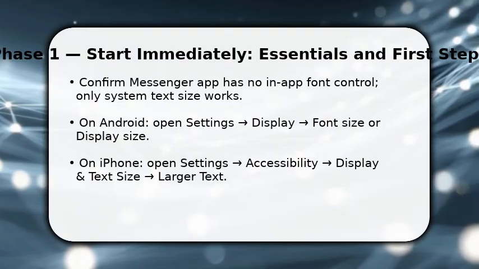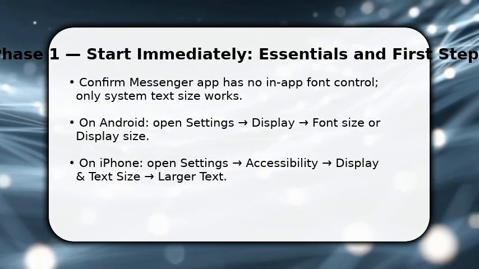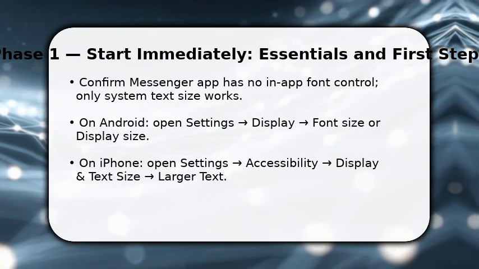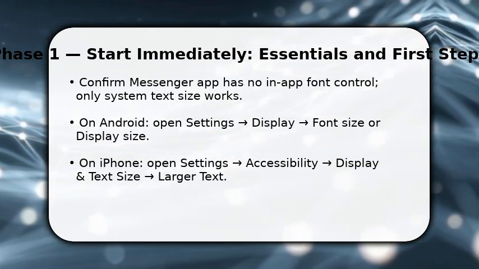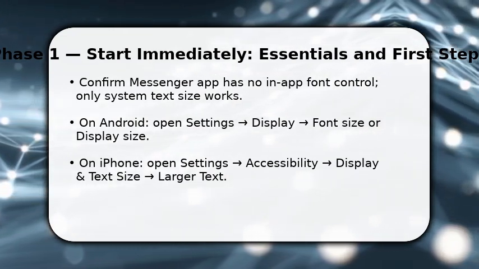Enjoy the video. You begin by accepting the core fact. Messenger follows your device text size. Once you know that, open your phone settings. On Android, go to Display, then Font Size or Display Size. On iPhone, go to Accessibility, Display and Text Size, then Larger Text.